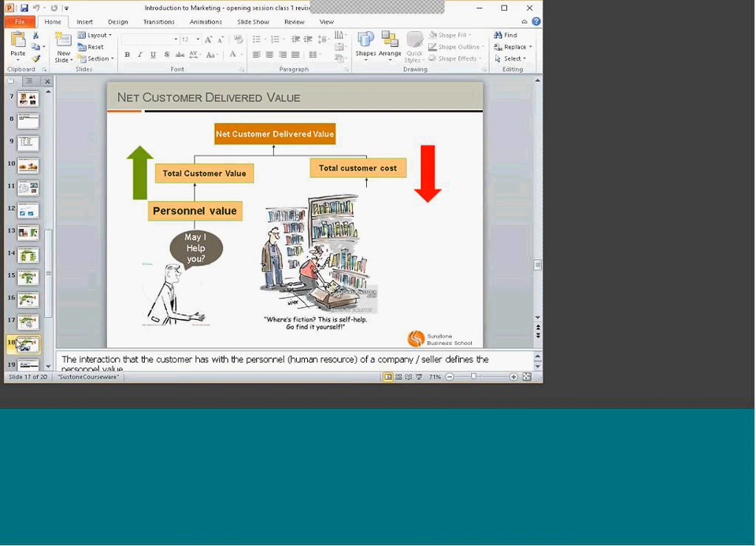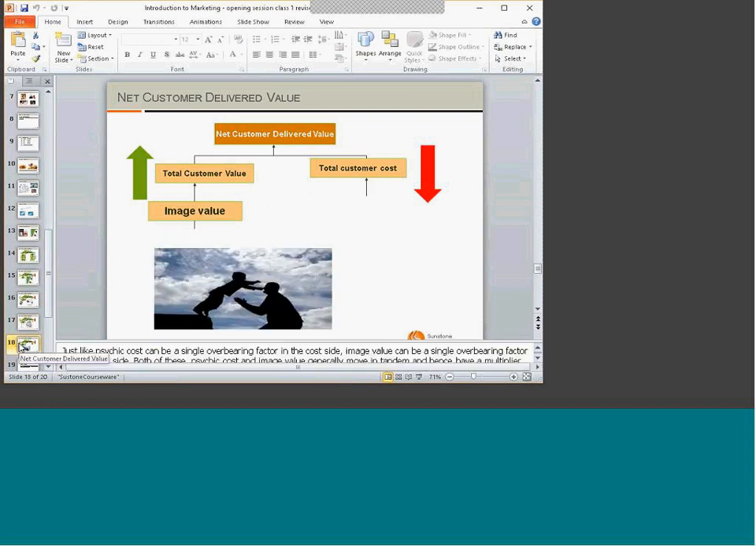The final one is the image value, and it goes in tandem with the psychic cost. There were some questions which also came up. Back to product, it will vary from brand perspective. This is important. A brand which you recognize, which you have experienced, which you know for 4 or 5 years, versus a very new brand, you don't take the new one, because you have a psychic cost. It means that there is an image value that the brand has built.